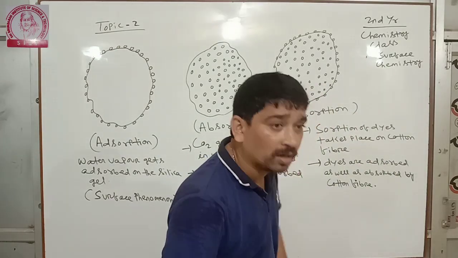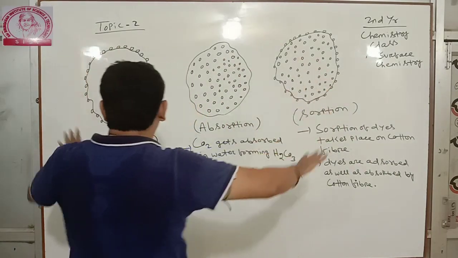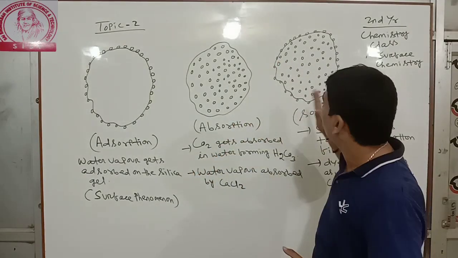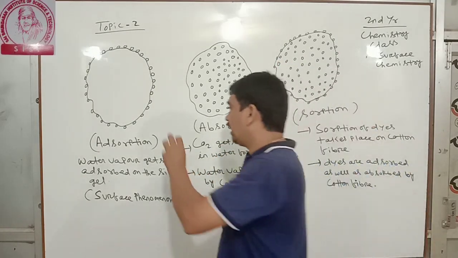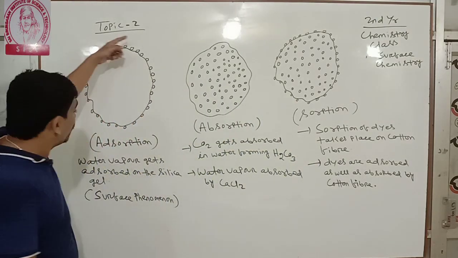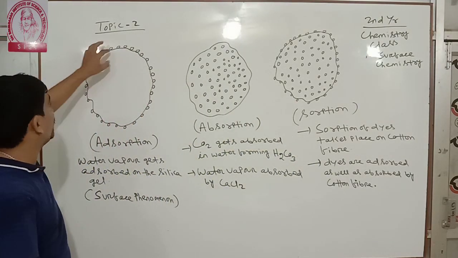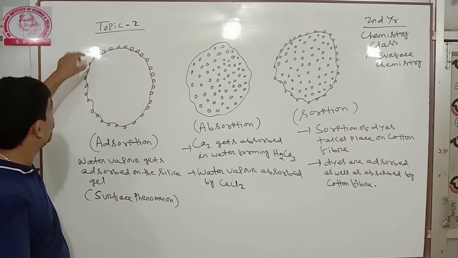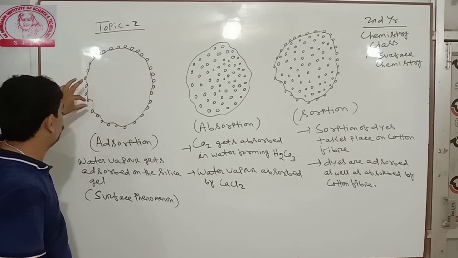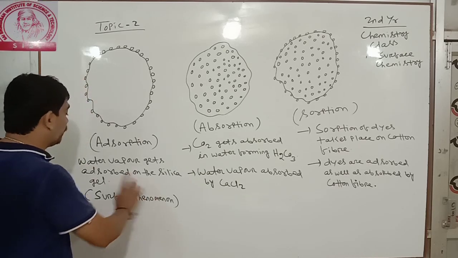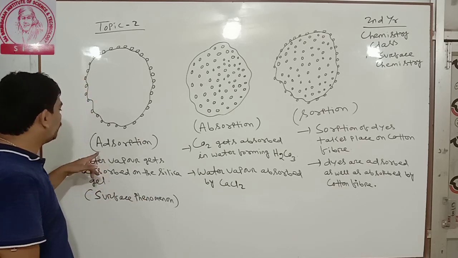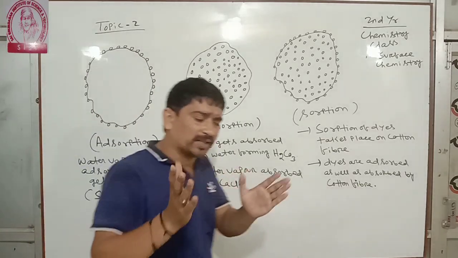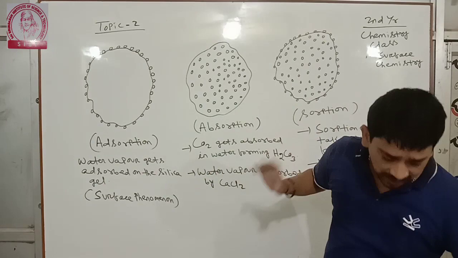Look at this. So three things we have to discuss: adsorption, absorption and sorption. Look at adsorption. Water vapor gets adsorbed on the silica gel. On the surface of silica gel, water vapor gets adsorbed. That is a surface phenomenon, that is adsorption. This is the graphical representation of adsorption.